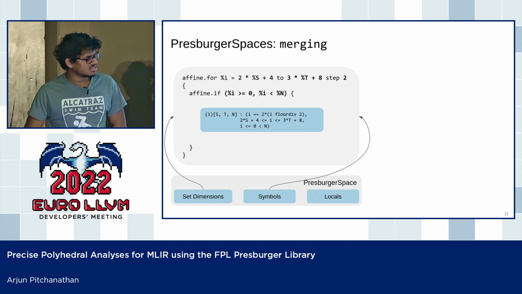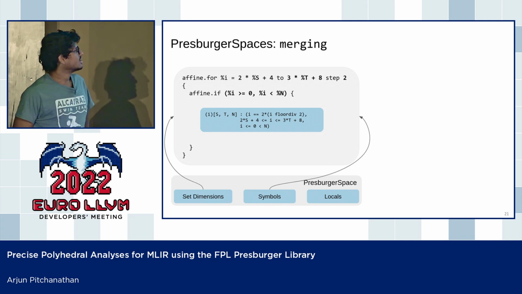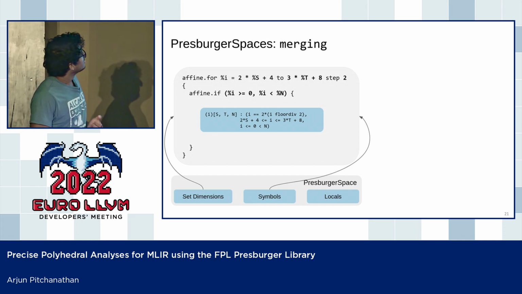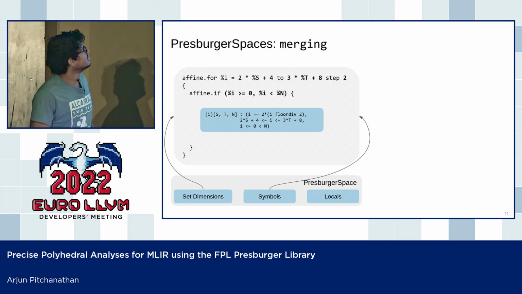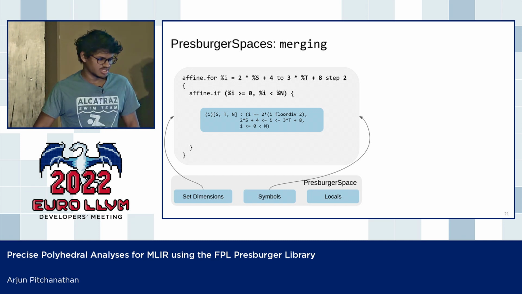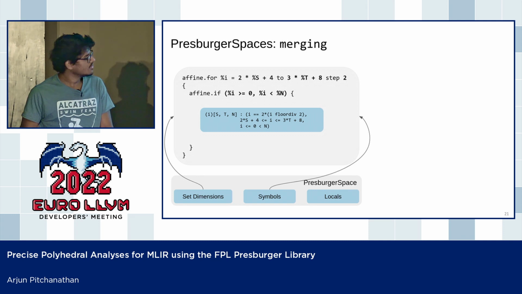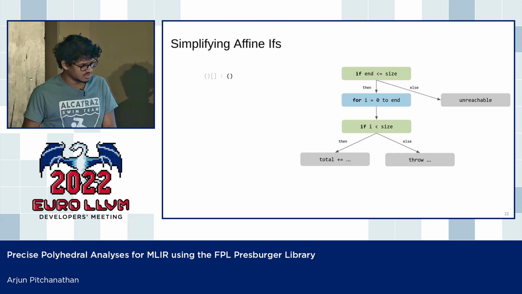And the last thing I'll tell you about spaces is merging. You might have two sets that are from different spaces. For example, I could have one set that only has the S and T here, and another set that has N. When you intersect these two, the resulting set will have all three of them, because the resulting set has constraints from both the individual sets. So that's that about this.